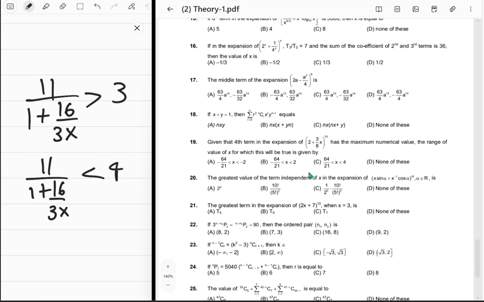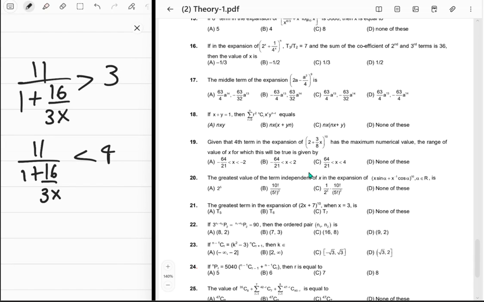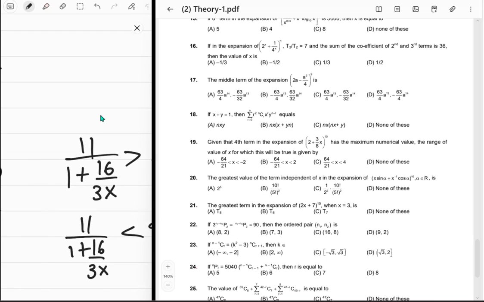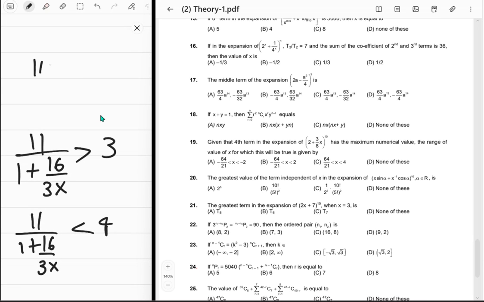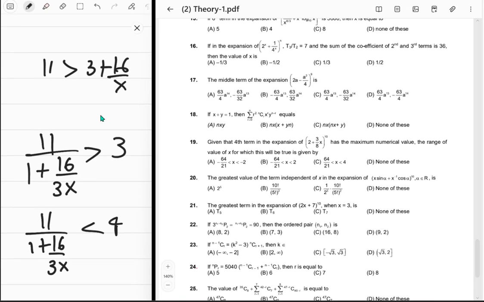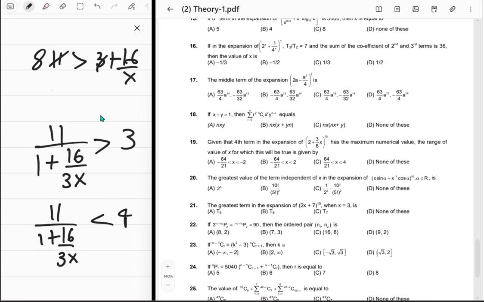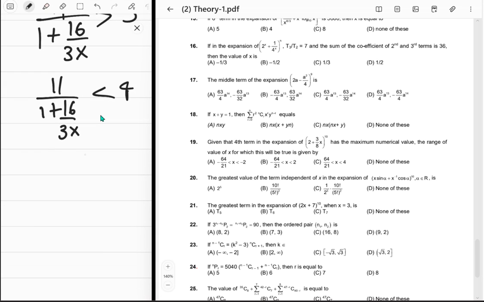Okay, now let's figure out what values of x will work. Here it's supposed to be mod x, so it will be positive. Just do that. 11 is bigger than 3 plus 16 upon x, so we get 8 over here, so x is bigger than 2. That should do it. And from here, 11 is bigger than 4 plus 64 upon 3x.